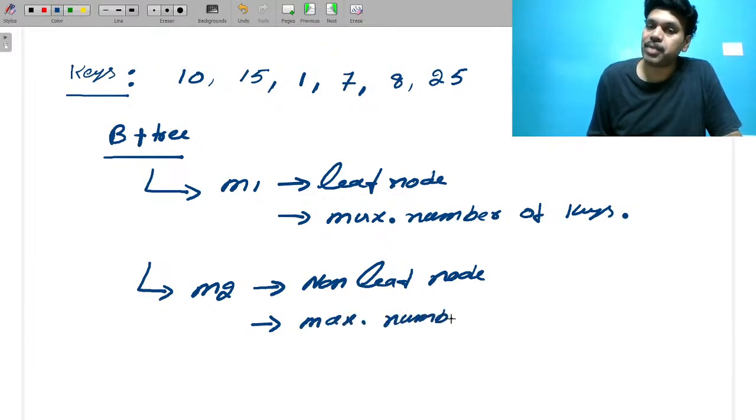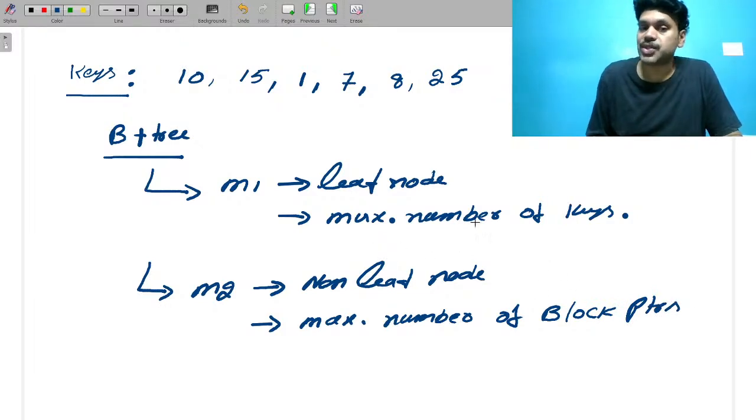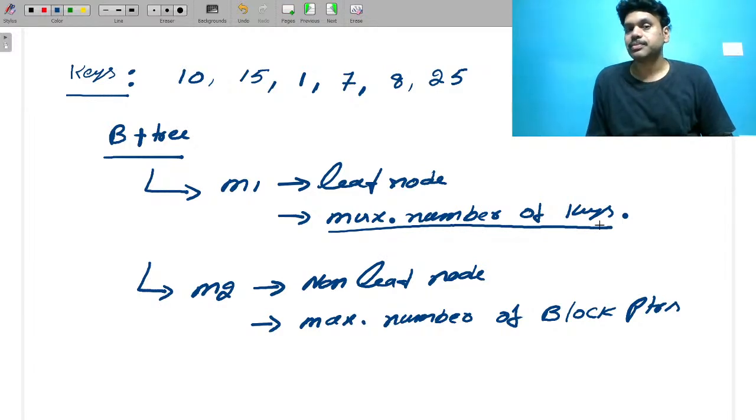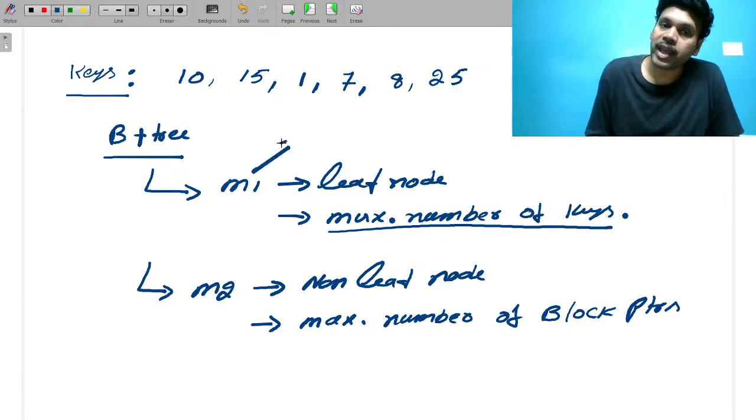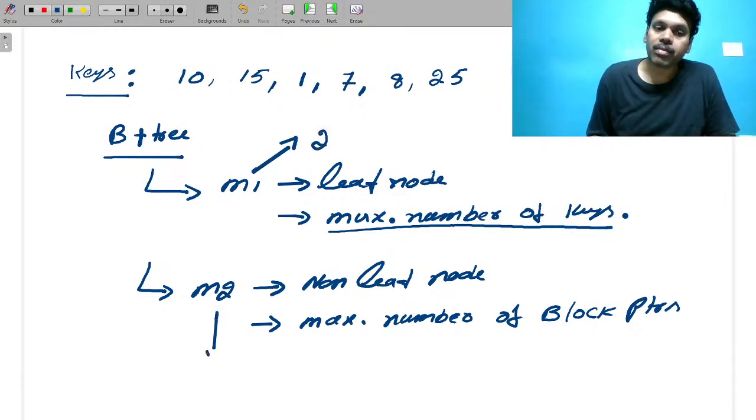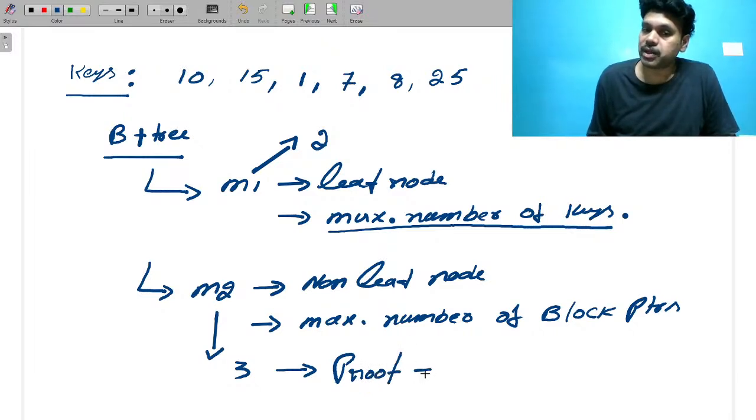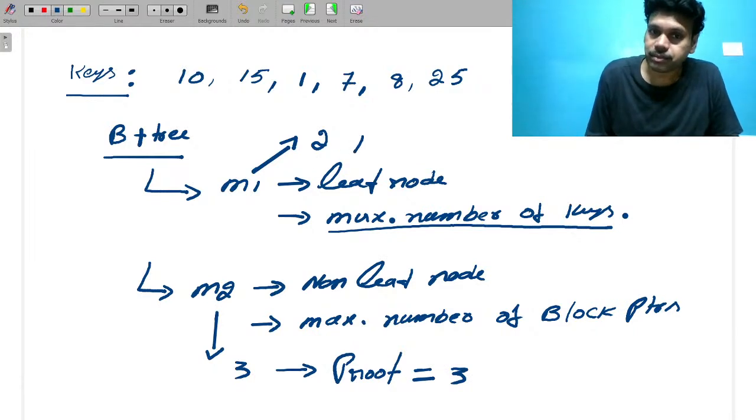This is common in B tree and B plus tree: the maximum number of block pointers. But M1 is not there in your B tree. M1 is exclusively for the leaf node, where you see the maximum number of keys. Now I am giving you, according to this problem, 2 and 3. What is 3? The P root, or P internal node order, is 3. P leaf order is equal to 2.